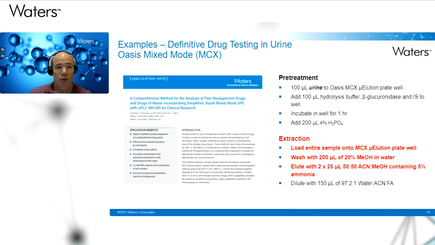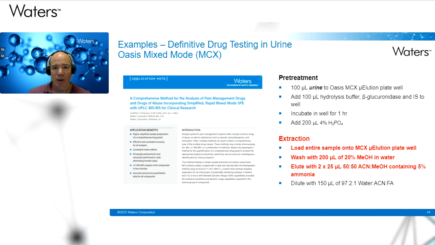The first one we will look at is a definitive drug testing method for urine. In this case, we used an Oasis mixed mode strong cation exchanger, Oasis MCX. We were looking at a number of drugs, including opiates, benzos, amine stimulants, some of the new cathinones, et cetera. So a wide variety of drugs.